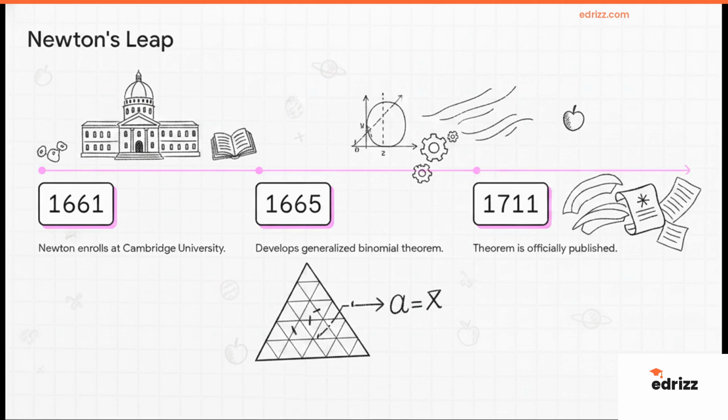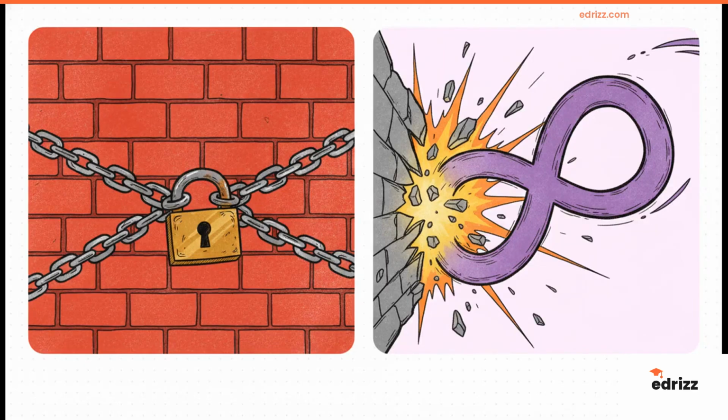But in true classic Newton fashion, he doesn't even bother publishing it right away. It actually took until 1711, after being heavily pushed by fellow mathematician Abraham de Moivre, for it to finally see the light of day. So why was Newton's version such a massive, game-changing leap?